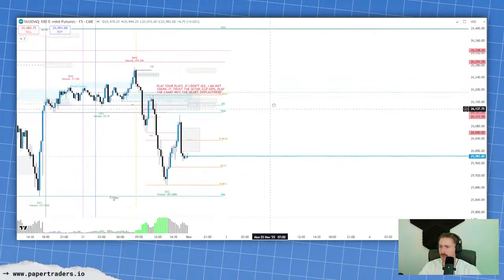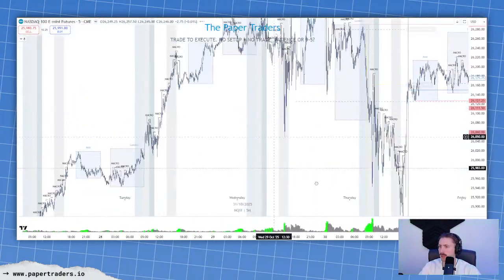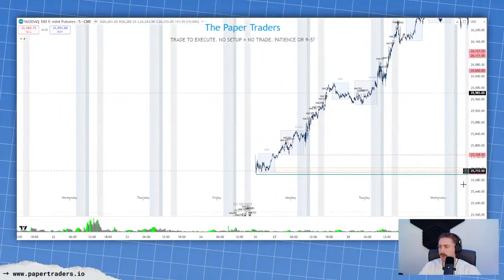Let's take a gander here at what we had in terms of trades this previous week real fast. If you guys remember, every day we outline.